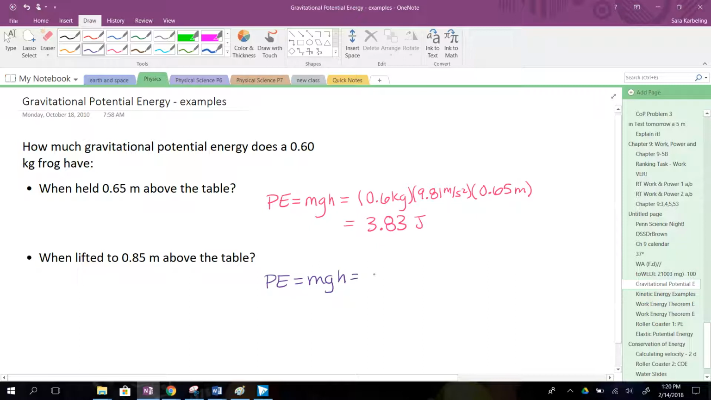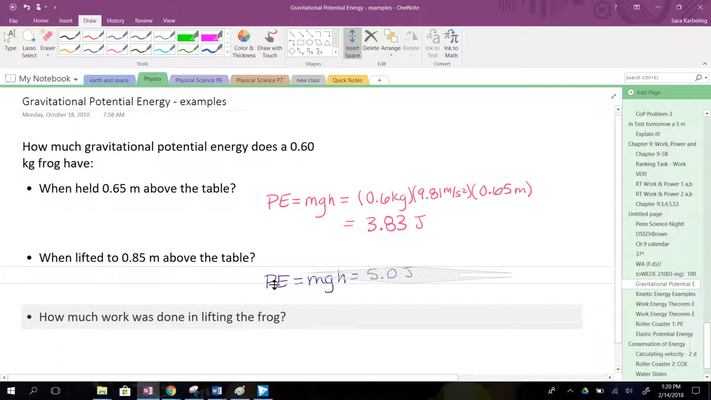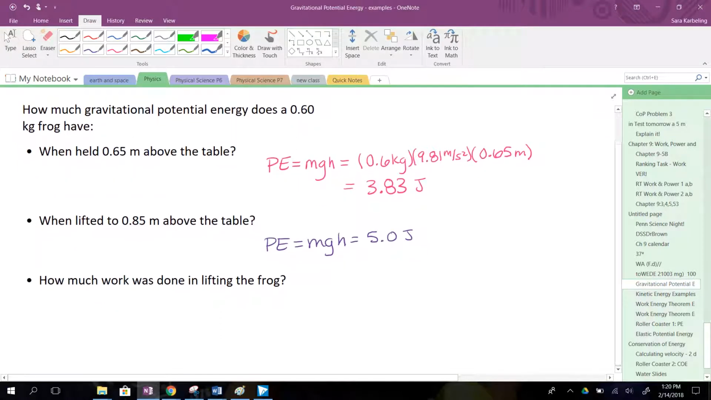What do we get? 5. Okay. Yay for multiplication. Sweet. All right. Next question. How much work was done in lifting the frog from 0.65 meters above the table to 0.85 meters above the table? So I want you to figure it out. You can talk at your tables, and then we'll talk about it as a big group. But I want you to see if you can do it.